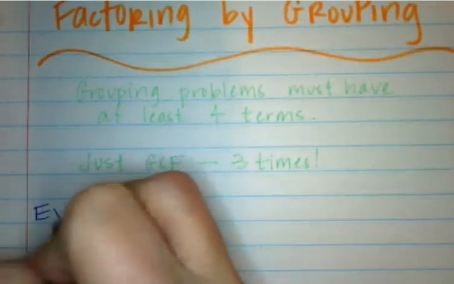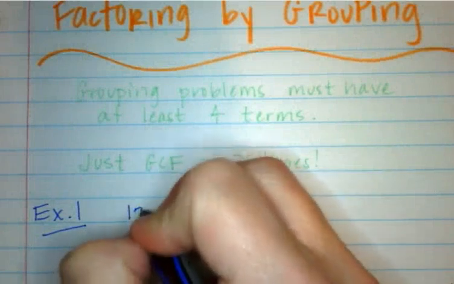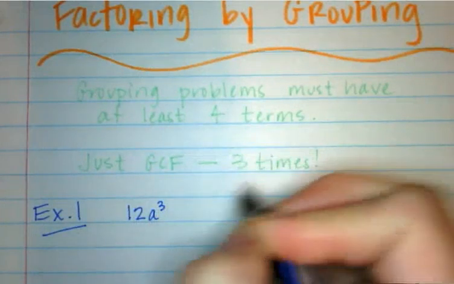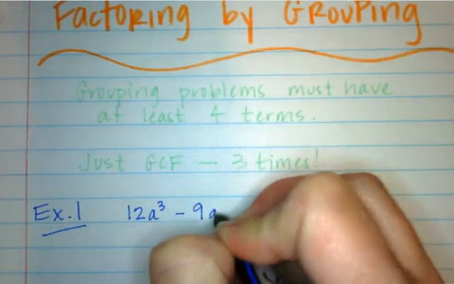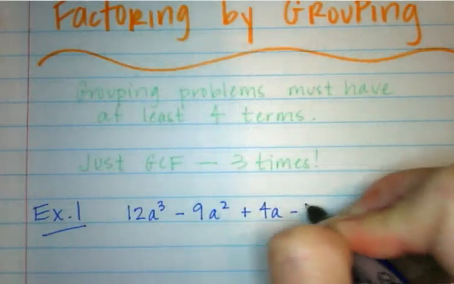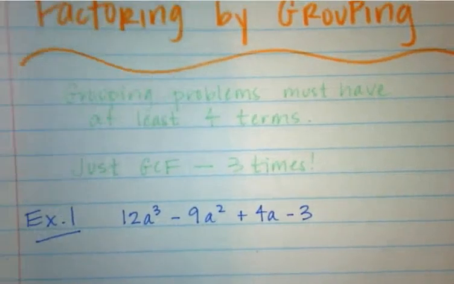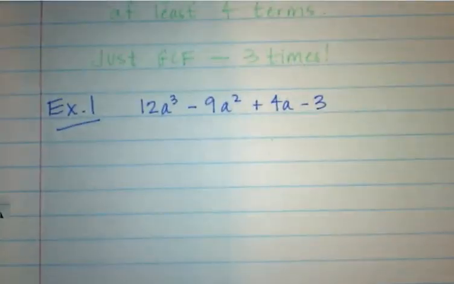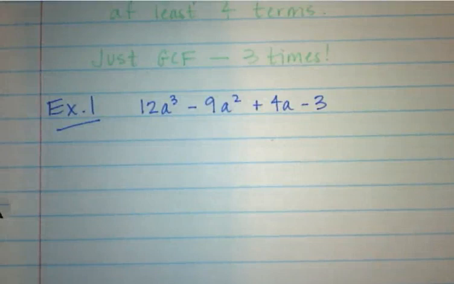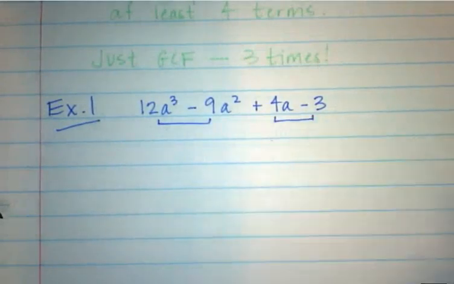Number 1, let's do 12a cubed minus 9a squared plus 4a minus 3. What we're going to do is notice that there are 4 terms in this polynomial. It's called grouping. We are going to group them 2 and 2.